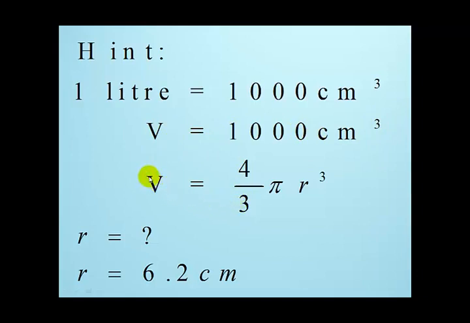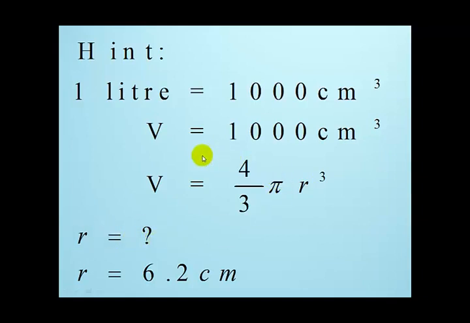is equal to V equals 4 over 3 pi r cube. Now we are given the volume to be 1000 centimeters cube. Pi is a constant, that is 22 over 7, also given in the question. What we are not given is the radius, that is r, and that's what we are calculating for. So r is question mark.